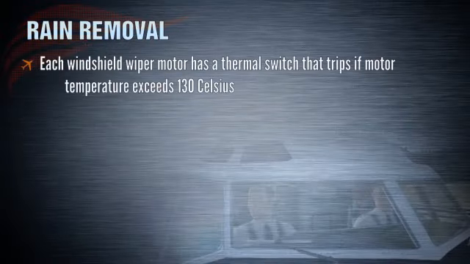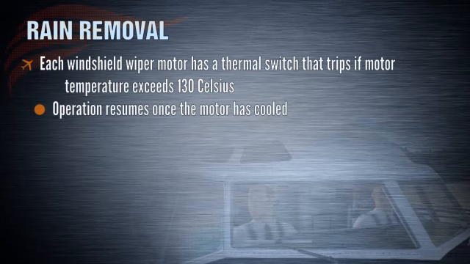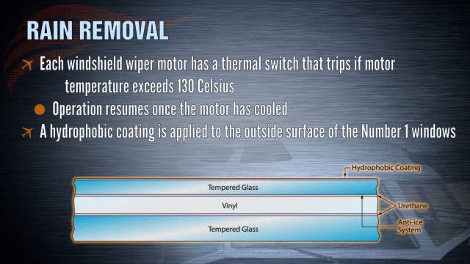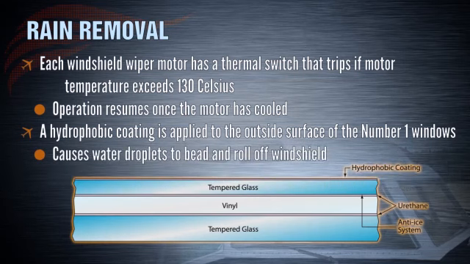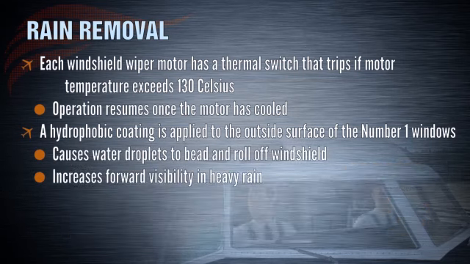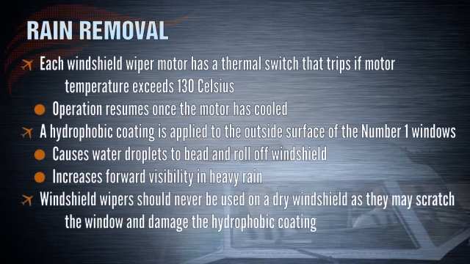Each windshield wiper motor has a thermal switch that cuts out operation if motor temperature exceeds 130 Celsius. Operation resumes once the motor has cooled. The wiper system uses 28-volt DC power. A hydrophobic coating is applied to the outside surface of the number 1 windows. This causes water droplets to bead up and roll off the windshields, increasing forward visibility in heavy rain. Note that the windshield wipers should never be used on a dry windshield, as they may scratch the window and cause damage to both the wiper blades and the hydrophobic coating.